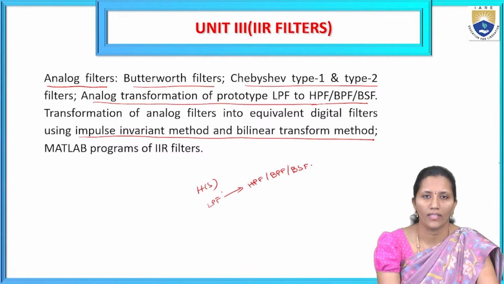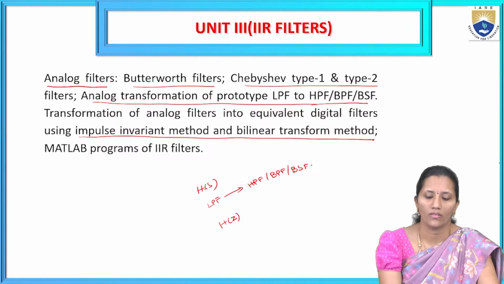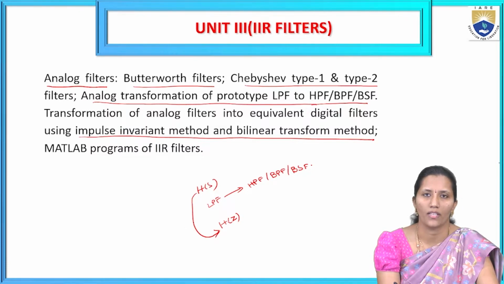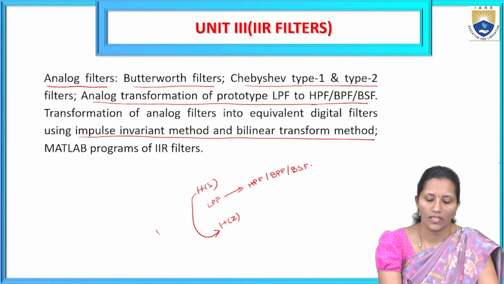Here the IIR filter is a digital filter, so we have to design the digital filter transfer function, H of Z. For that IIR filter design, we are taking analog filter prototypes. Those analog filters are Butterworth filter or Chebyshev type 1 or type 2 filter. From H of S, we have to convert that into the digital filter transfer function H of Z by using the impulse invariant method.